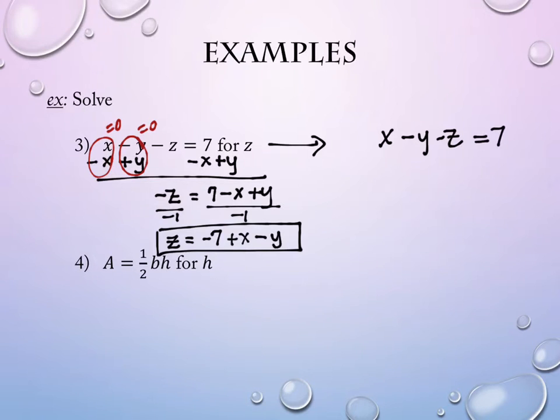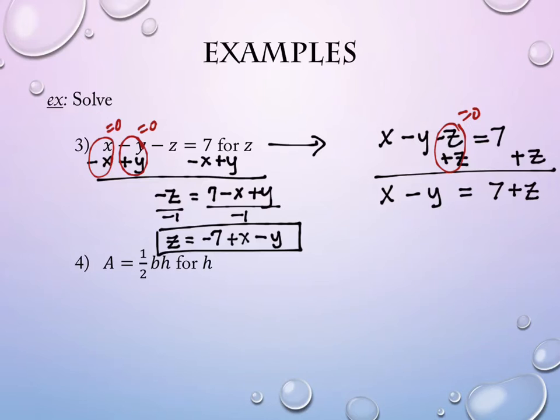So we would add a z if we wanted to move it to the other side. If I do that, I have now x minus y equals, because these add to 0, of course, equals 7 plus z. So z shifted away from the x and the y, but now it's associated with something else, so now I'd have to move my 7, right?